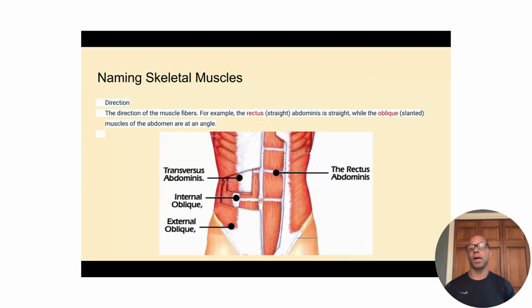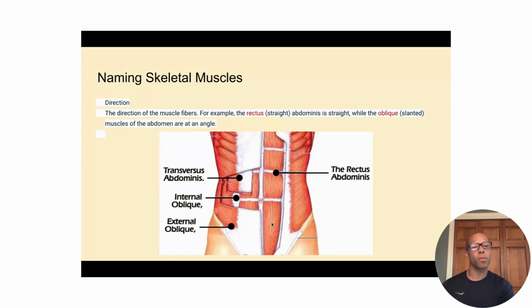Then we have the direction of the fibers. This is always the fibers, not the muscle itself, just the fibers. So it's classified according to which direction the fibers generally take. If we look at our rectus abdominis here, rectus means straight. If you ever see rectus anywhere else in a muscular name on the body, that means the muscle is straight, like straight up and down. And oblique basically means slanted.